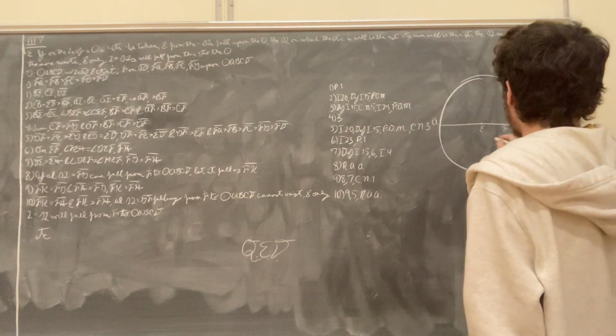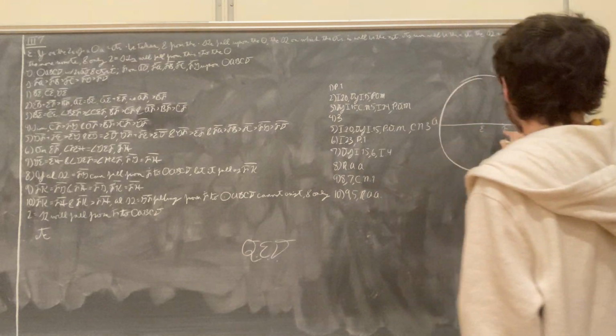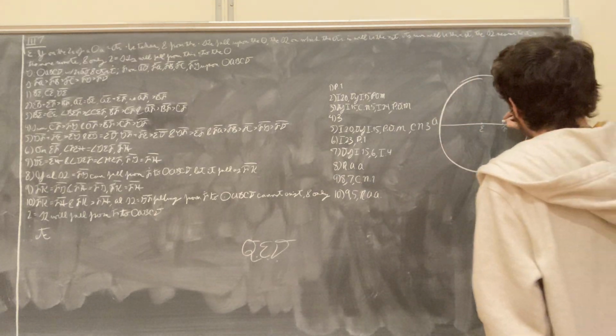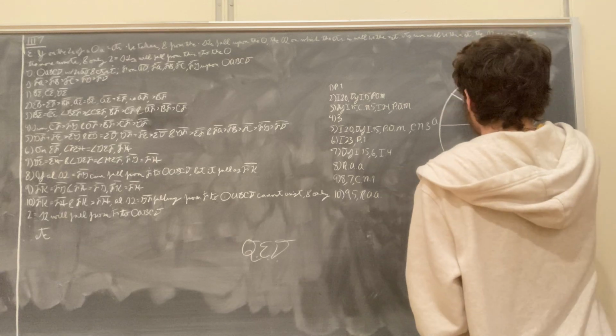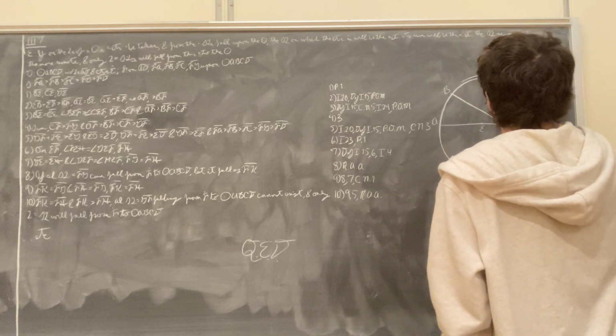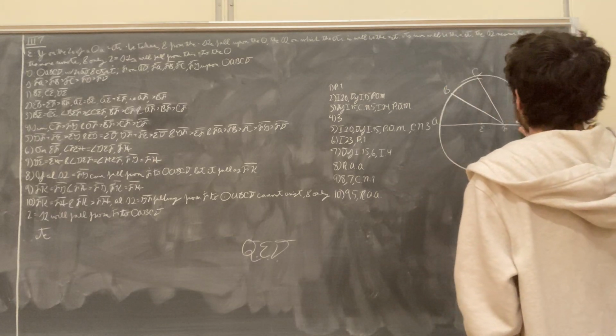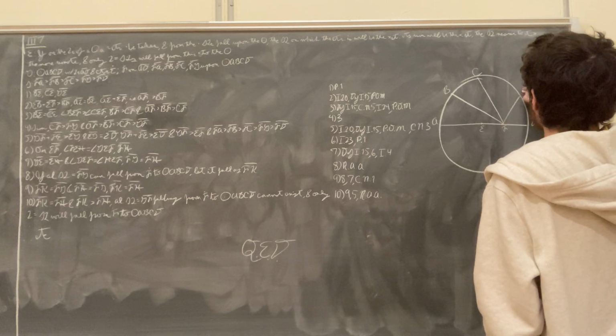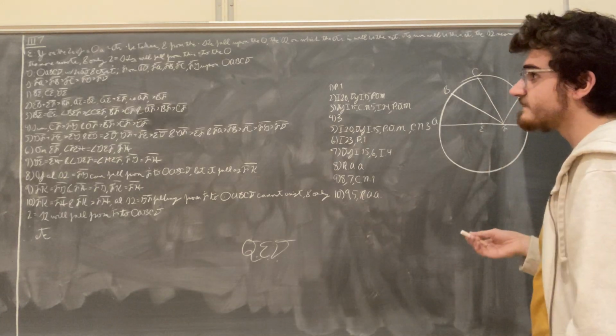And from this point F, we have the straight lines FA, like so. We have FB, like that. We have FC, like this. And we have another straight line FG, like that.